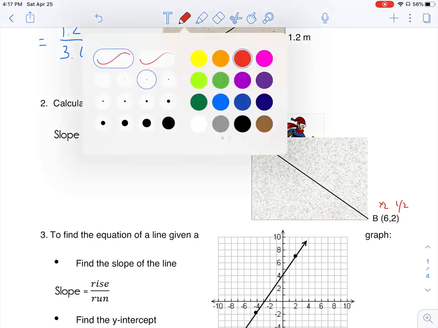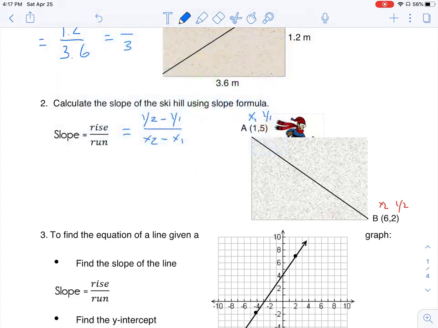So by using that formula, we would have y2 minus y1. Our second y value is 2, minus y1, which is 5, over x2, which is 6, minus x1, which is 1, which gives us 2 minus 5 is negative 3, and then 6 minus 1 is 5. So our slope is negative 3 over 5.